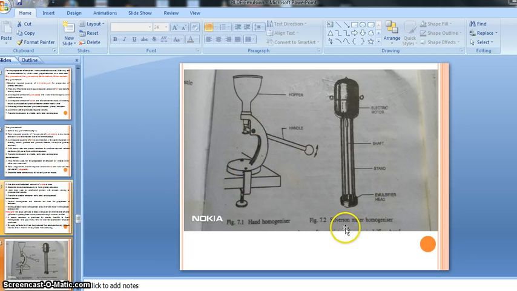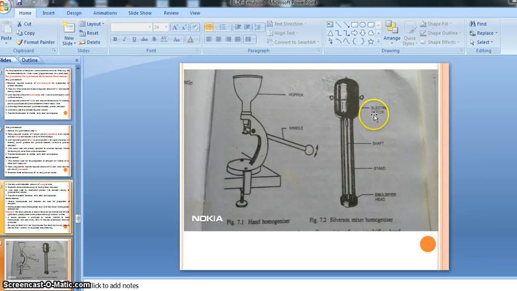And this is the Silverson mixer homogenizer. It is an electronically operating homogenizer, and the other is a hand homogenizer, which we can operate manually, right? And this is the automatic or electronic machine, the electronic homogenizer, right?